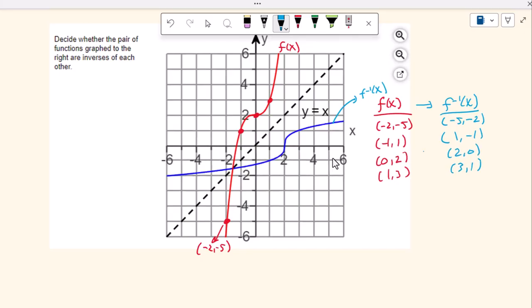Okay, so now let's check each one of these to see if it actually lies on the blue line. If it does, then it really looks like they're probably inverses of each other. So -5, -2. So here's -5, -2. So there's that point. So that checks. That seems to be on there. And then 1, -1 is right here. That's on there. 2, 0 is on here. And 3, 1 is on there. So each of these points that we just described are on the inverse. So for this one, I would say yes, they are inverses of each other.